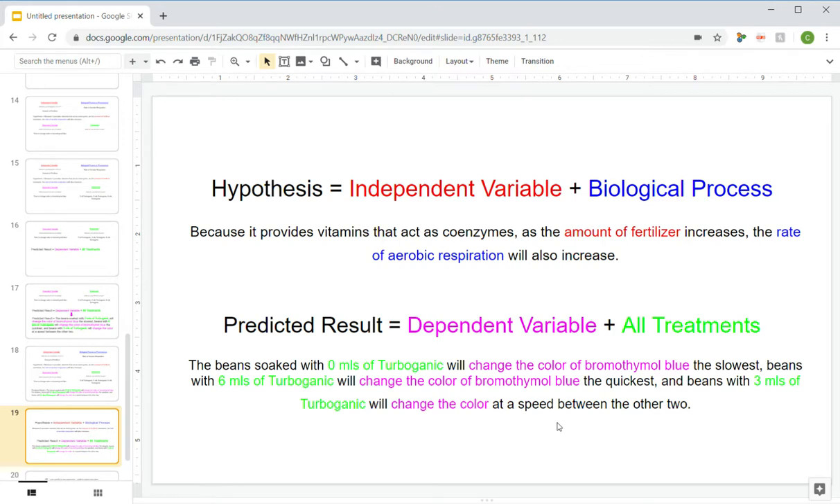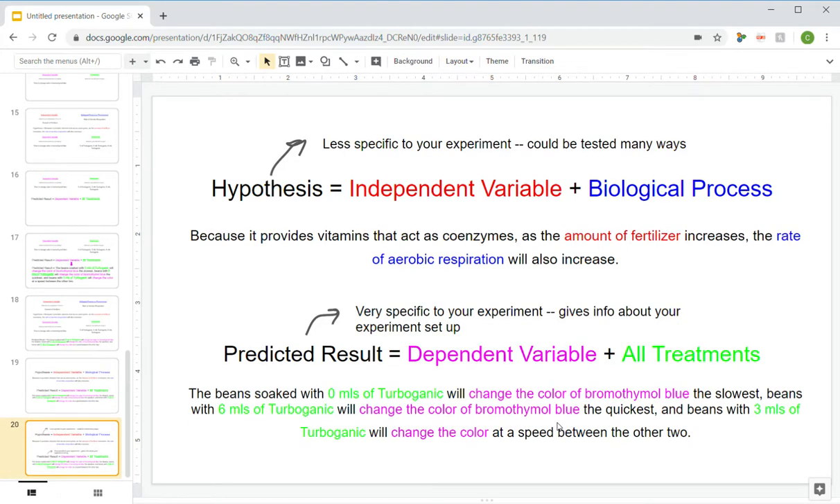Okay, the other thing, I kind of mentioned this earlier, but the last thing I do want you to notice is that the hypothesis is less specific to your experiment. You could test this a lot of ways. For example, when we test rate of aerobic respiration in the classroom, we have sensors that we plug into a chamber that actually measure the number of CO2 molecules and O2 molecules in the chamber. But you guys are doing it with bromothymol blue, right? But they're both ways to test aerobic respiration. So this is not the most specific thing to your experiment.